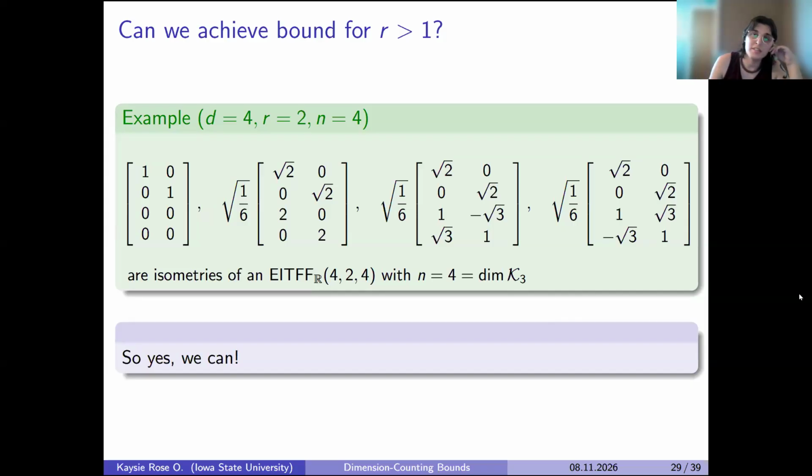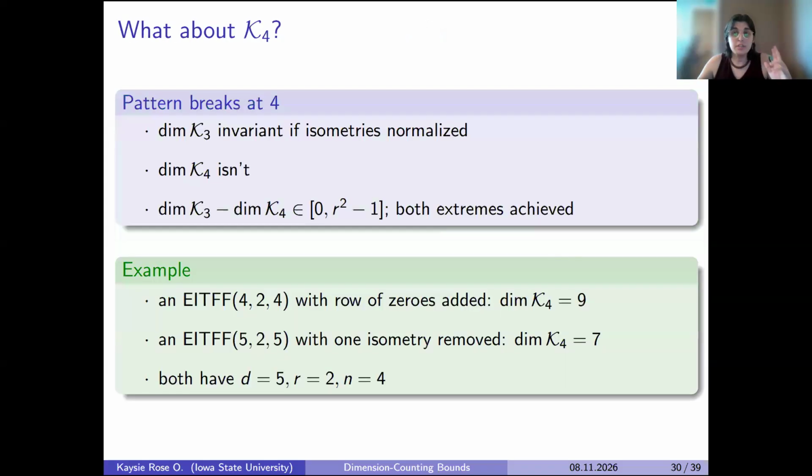And now maybe the question you're asking is, why is she sticking with K3 as the best bound? Isn't there a K4? It turns out this strategy breaks at K4. If you normalize the isometries, the dimension of K3 is totally invariant, but the dimension of K4 is not. In fact, this difference could be as little as 0, or it could be the maximum decrease we saw earlier. And we're pretty certain it could be anything in between.